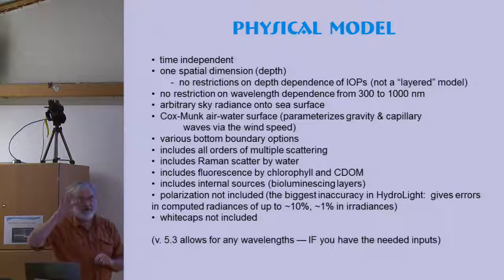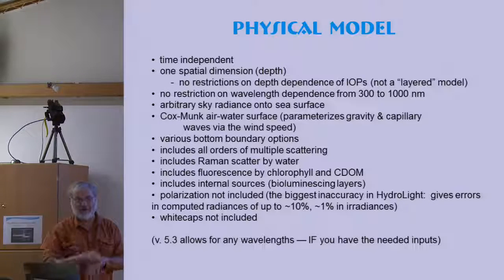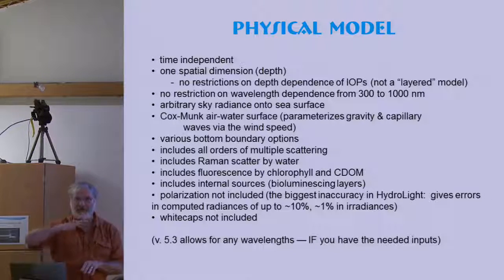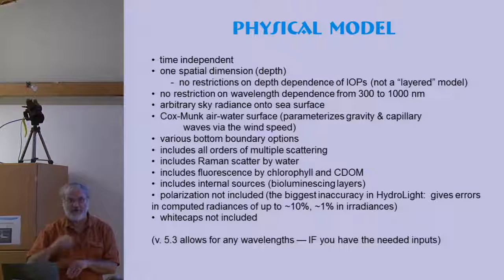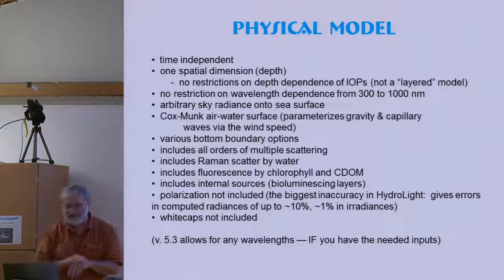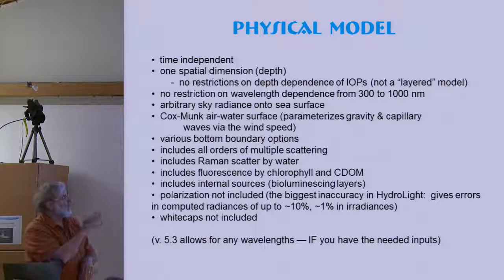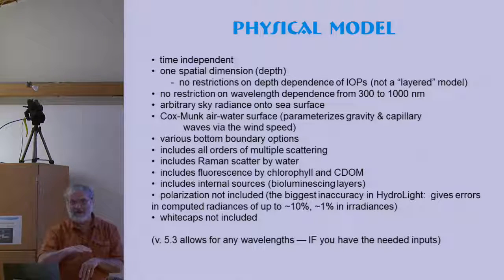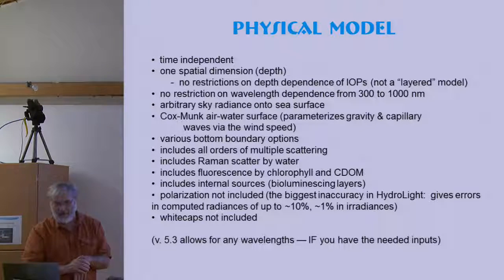You can have any distribution of sky radiance onto the sea surface. The waves on the sea surface in the current version are parameterized by what's called the Cox-Monk wind speed wave slope statistics. So you basically put in the wind speed and it's going to make the surface rough, or if the wind speed is 0, the surface is level. There are various bottom options. You can have infinitely deep water, or finitely deep water with some specified bottom reflectance and so forth.